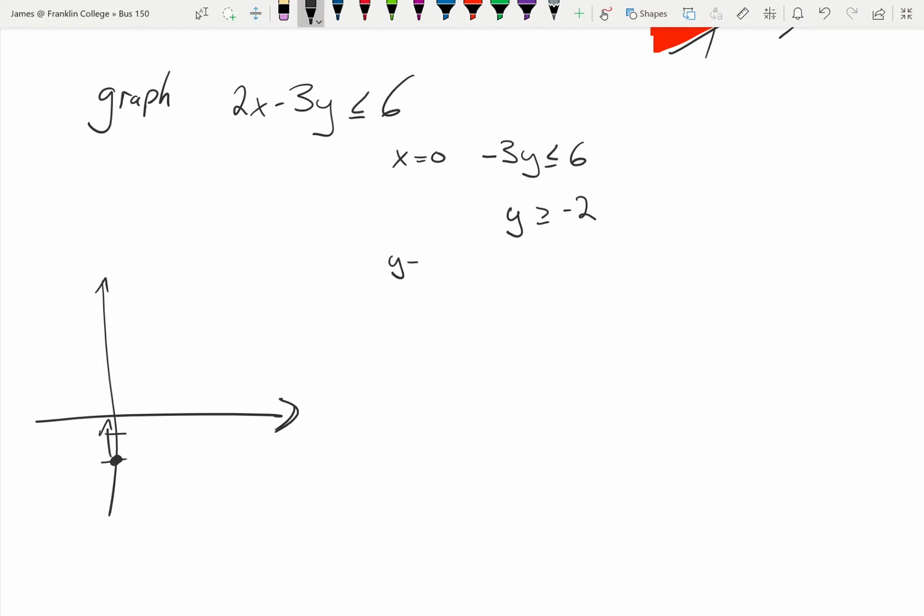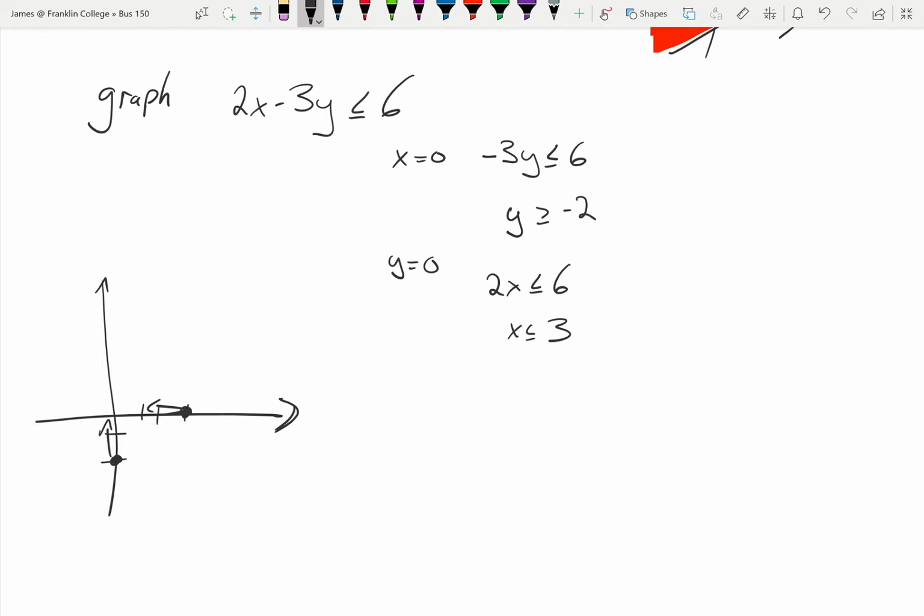Alright, so when y equals 0, we're going to get the equation 2x is less than or equal to 6. And that implies that x is less than or equal to 3. So 1, 2, 3. We're going to shade in a full circle. And we know that x is less than or equal to 3. So we're going to shade to the left of that.